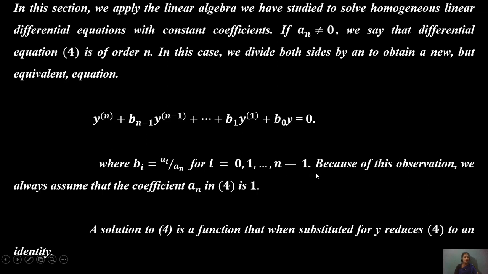Because of this equation, we always assume that the coefficient a_n is 1 in both of these conditions. The solution of equation 4 is a function that, when substituted into the reduced equation, satisfies the identity.